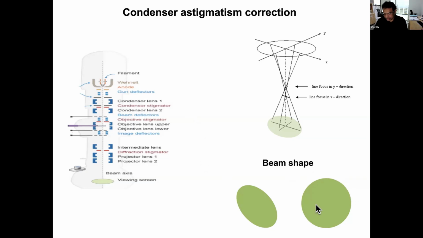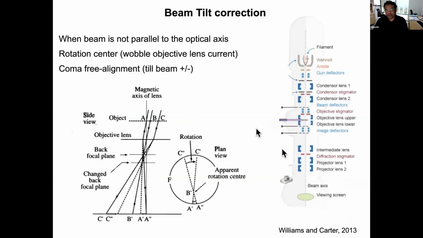So that's condenser astigmatism. Then there is one important thing called beam tilt. When the beam is not parallel to the optical axis, which is like an imaginary line, and it is tilted, then you will have beam tilt, and that will affect the resolution and interpretation of your map also. The beam tilt can be corrected in two ways. One is called rotation center, the other is called comma-free alignment. And I will show the comma-free alignment in the next slide.